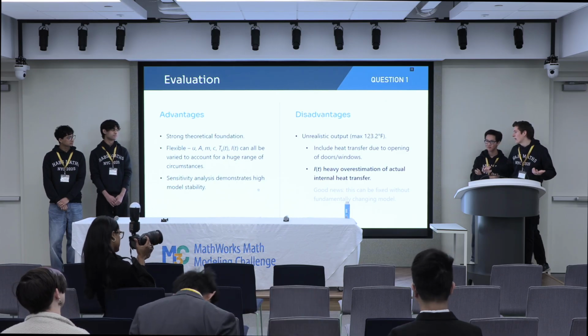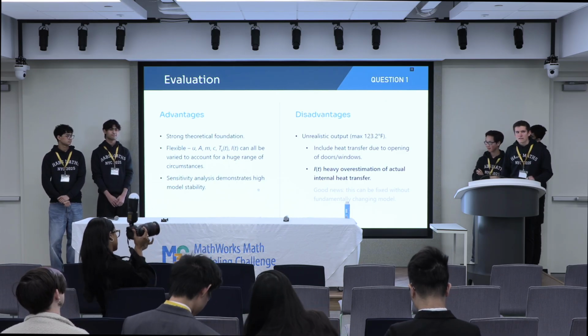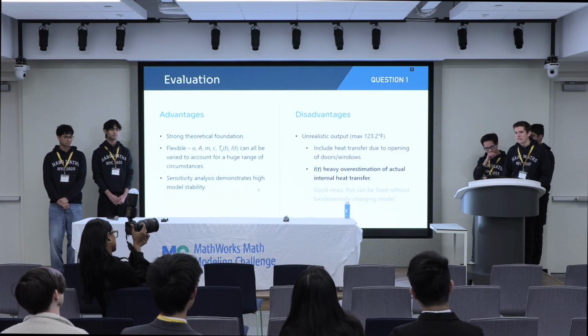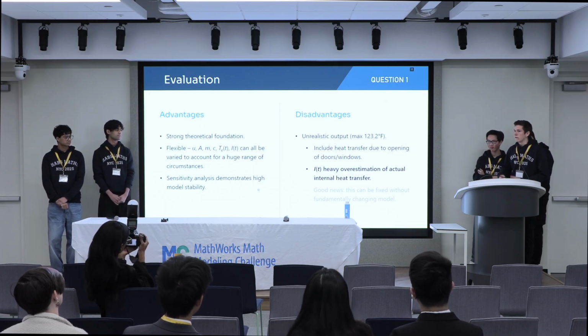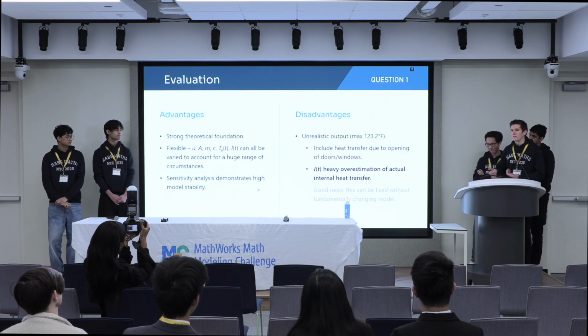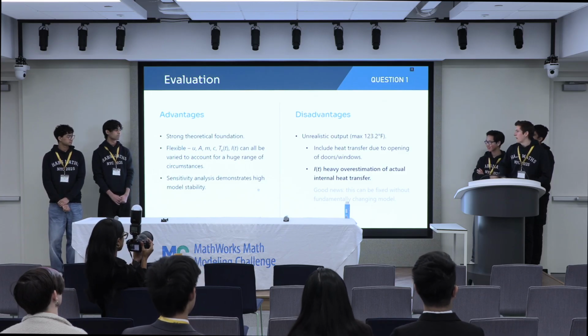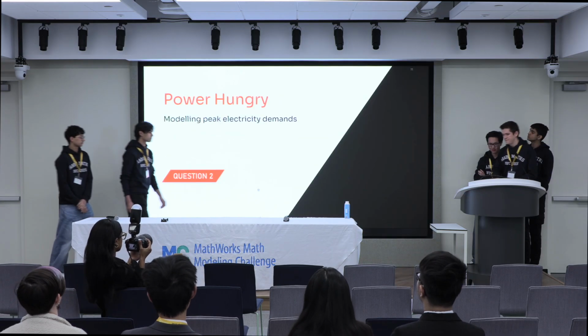Why is the temperature value so high? Well, the main thing we think is likely to be the cause of this is I of T being unrealistically high. And the good news is that because our model is so flexible, we could revise I of T, put in new I of T, and we'd get more reasonable results. I'll hand over now to Raj and Dev for question 2.